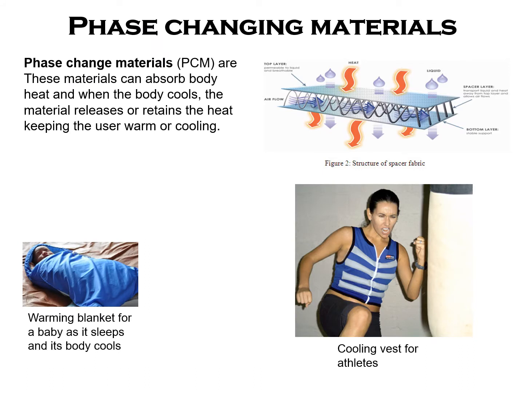Phase changing materials change according to the weather outside or the body that they are covering. For example, athletes get really hot when running. A phase changing material could be worn to keep them cool when running. It can also be used to wrap babies up, keeping babies warm when it's cool outside.